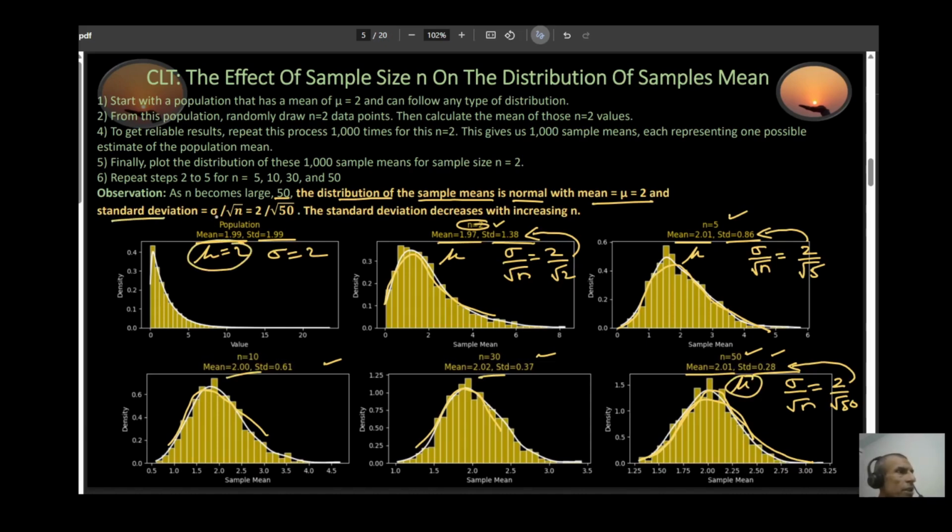And the standard deviation is sigma divided by root n. So your standard deviation is the population standard deviation divided by the root of the size of your sample. The standard deviation decreases with increasing n. Well, that makes sense because the standard deviation of the distribution of your sample mean is sigma divided by root n. So as your n is increasing, this expression is going to decrease.